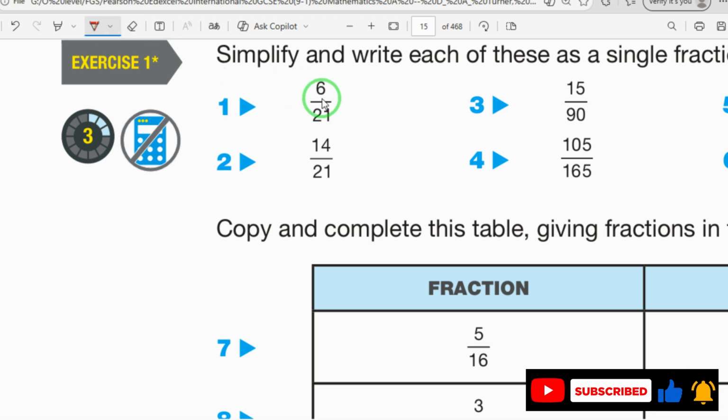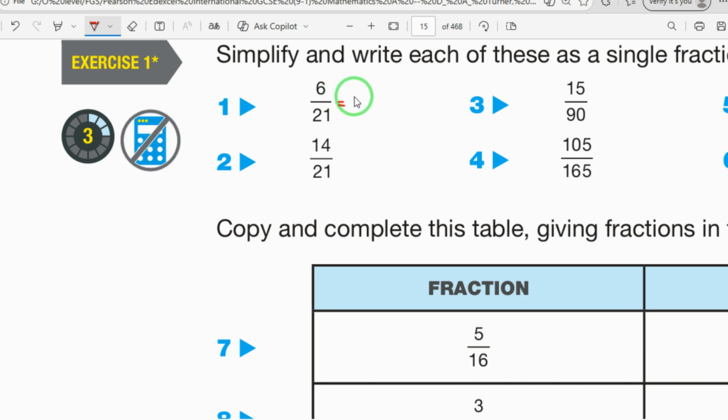So here we have 6 over 21. We should simplify. How can we simplify? We can divide both numerator and denominator by 3, or we write them as factors. Instead of 6 we can write 2 times 3, and instead of 21 we can write 3 times 7. Now we have a common factor of 3. We simplify, so the final answer is 2 over 7.